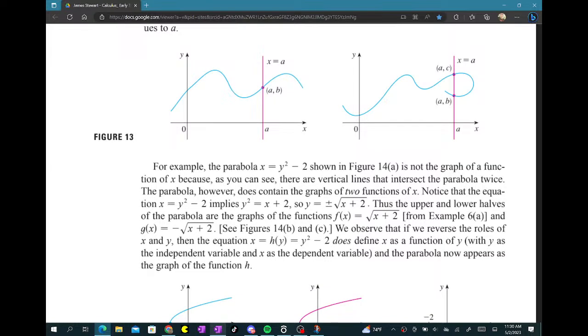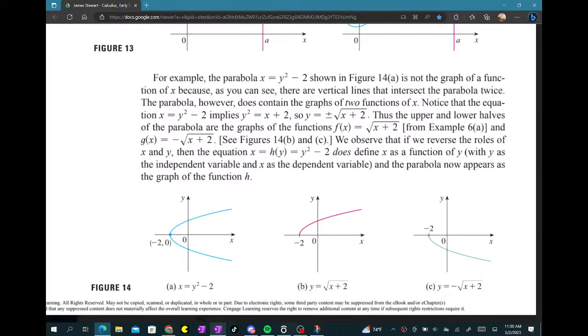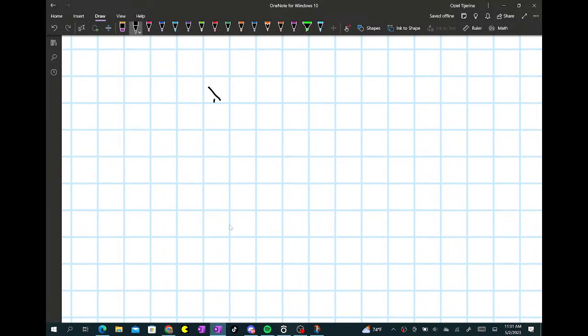For example, the parabola x equals y squared minus 2 shown in figure 14a is not a graph of a function of x because, as you can see, there are vertical lines that intersect the parabola twice. So what this is saying is, let's say my function is y equals x squared minus 2, and I want to find the inverse. Hold on. Not the inverse. Hold on.